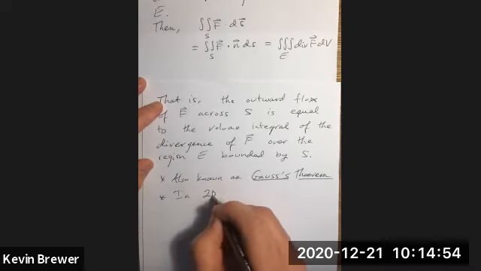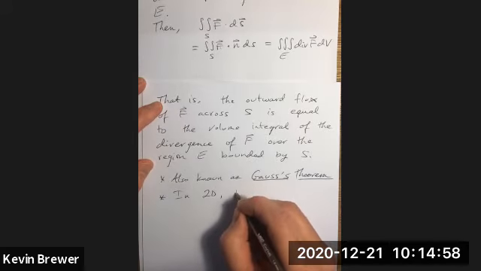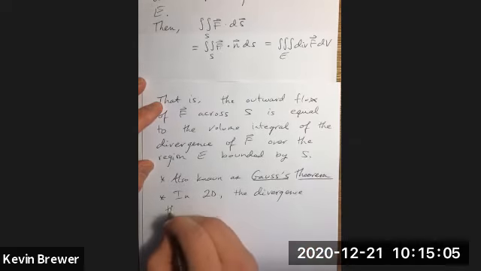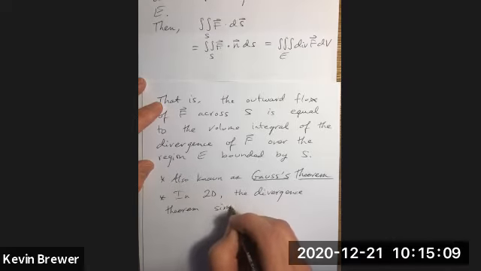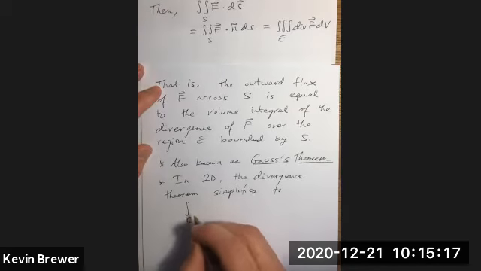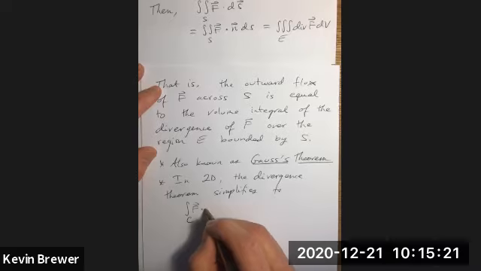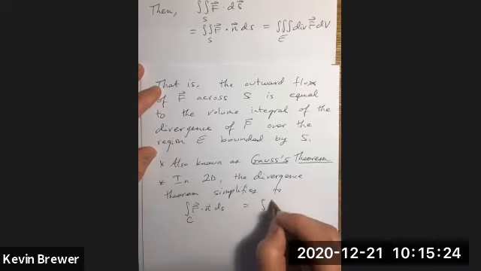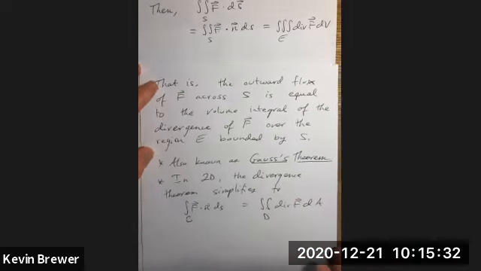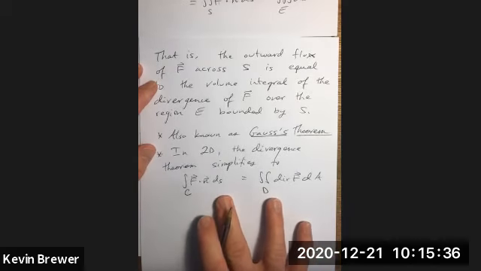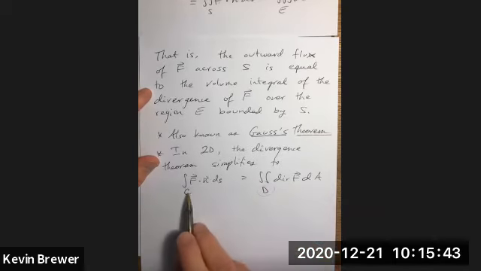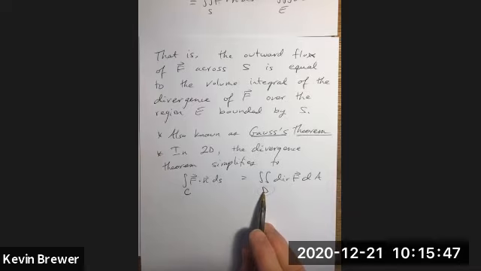And like I just mentioned, in 2 dimensions, the divergence theorem simplifies to this result that we've already seen. The line integral over C of F dot N ds is the double integral over D of the divergence of F. Here, the assumptions in 2 dimensions are similar to the 3-dimensional assumptions. The region D that C is the boundary curve of cannot have any holes in it.